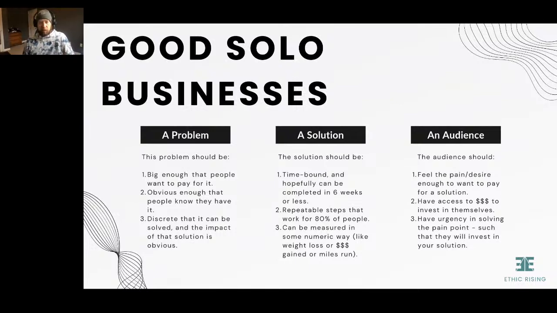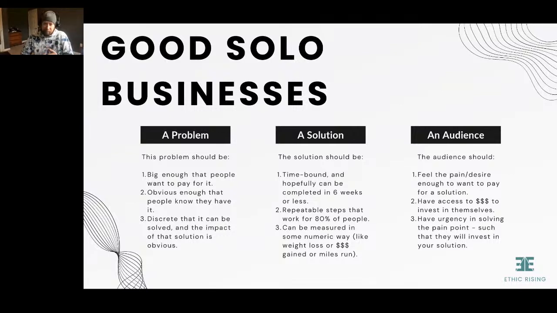Number two, the solution should have repeatable steps that'll actually work for 80% of people. I think a lot of times folks can make solutions that are very specific, or very, what's the word? They're bespoke. They are bespoke solutions that solve this very specific case for one person, and then they create another solution that solves a very specific case for a second person. Instead, you want repeatable steps that are working for 80% of people having the problem that you're talking about.